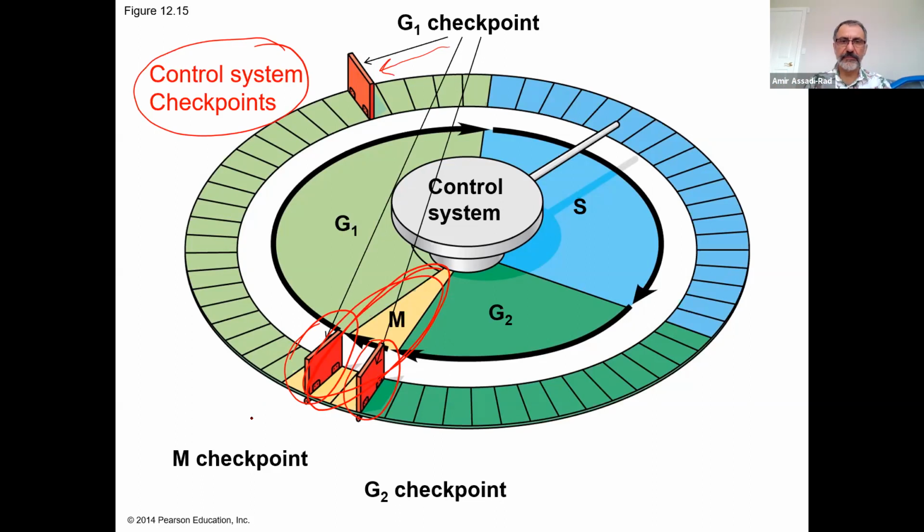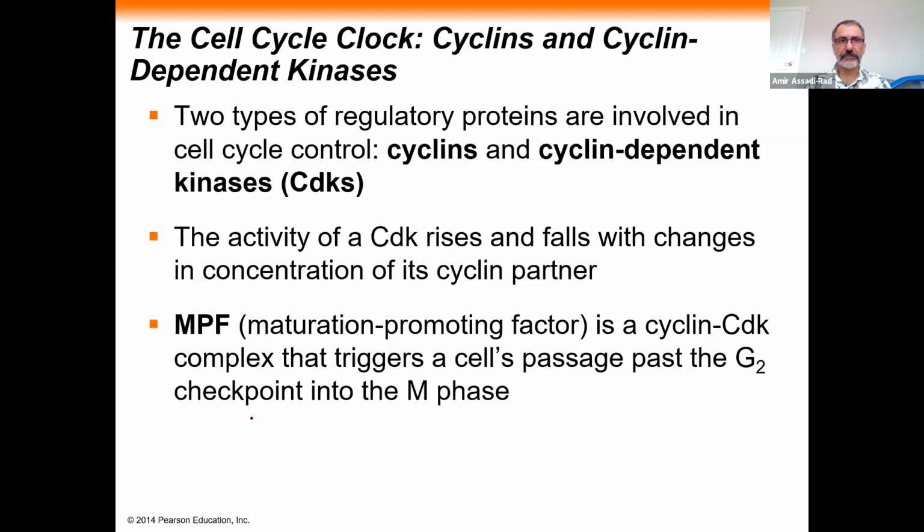So there are 3 checkpoints according to this. If you read different textbooks or maybe different scientific articles, they might say a different story, but you have to go by your textbook. So there are 3 checkpoints that can stop the cell division. So cyclins and cyclin-dependent kinase are 2 protein molecules that act as the cell cycle clocks. Let's read what it says.